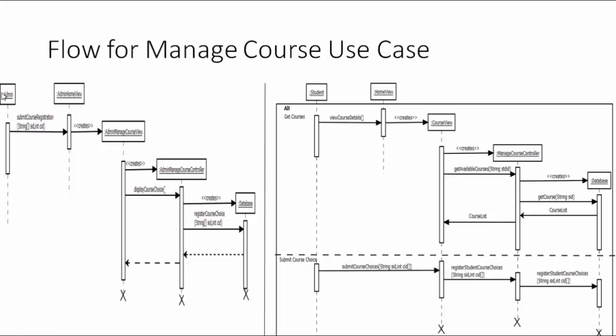Next is the sequence diagram from the perspective of the administrator. So the admin will submit the course registration for a particular number of courses on the admin home view. So the home view will create an admin manage course view. Now the admin manage course view will in turn talk with the course controller, and the course controller will talk with the database. So the course controller will get all the course registration details from the administrator, and then it will register all the course choices into the database.